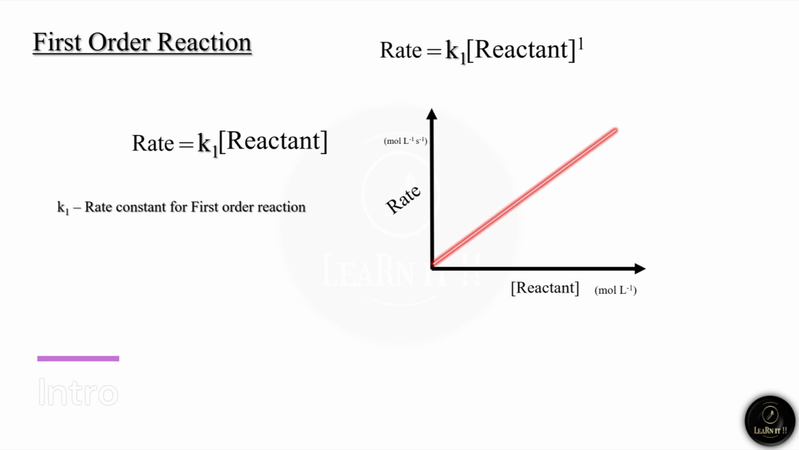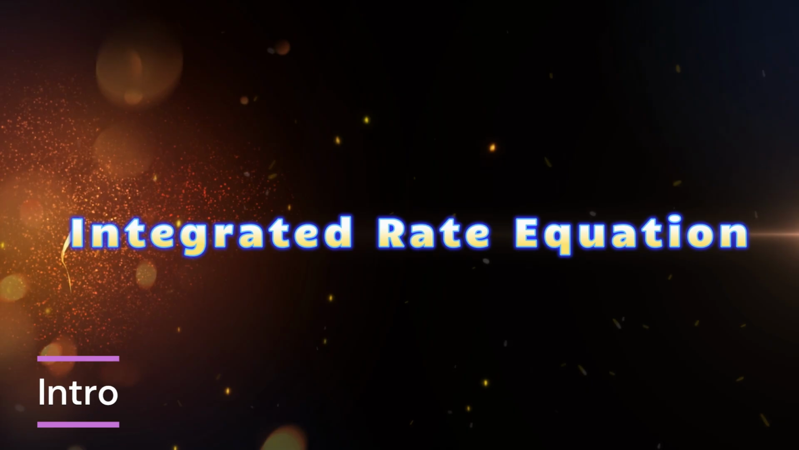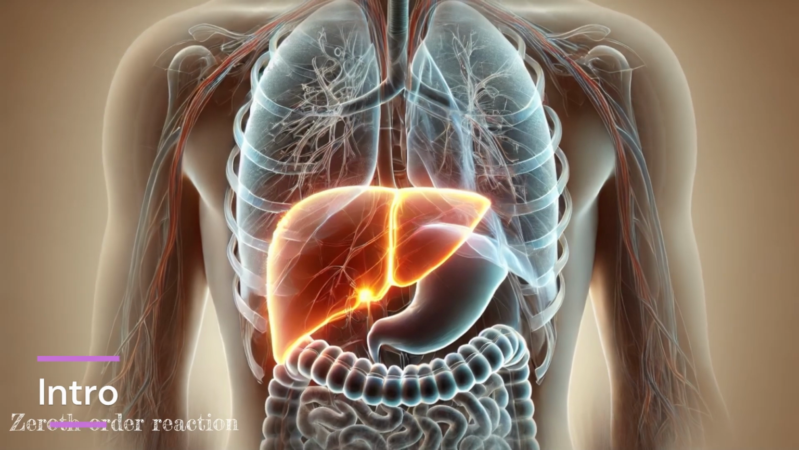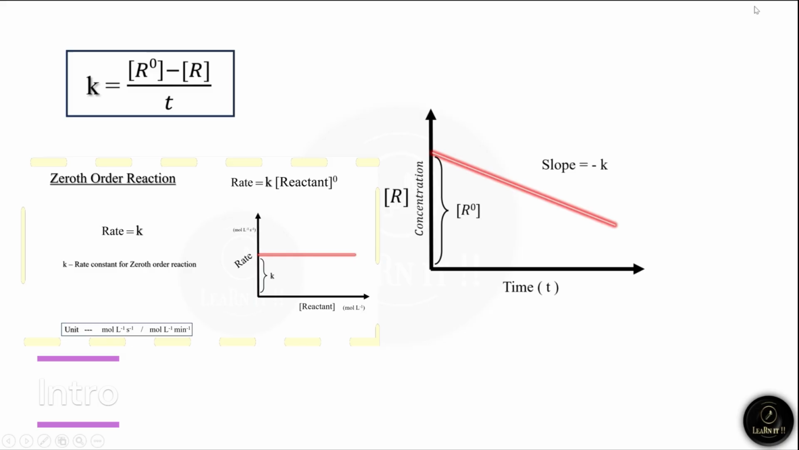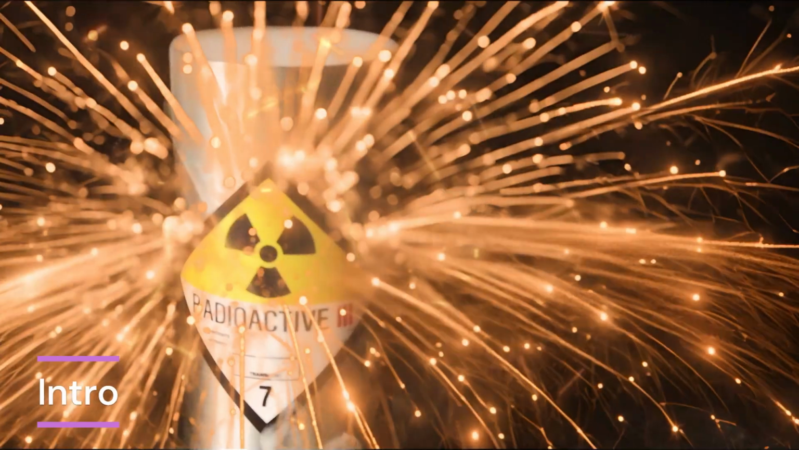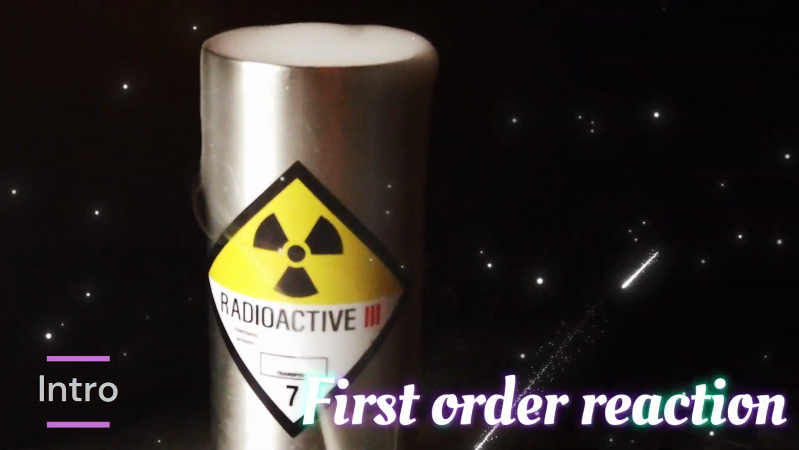The unit of a rate constant for first order reaction is per second or per minute or per unit time. Integrated rate equations: this is called the integrated rate equation for zeroth order reaction. The example of zeroth order reaction is metabolism of alcohol, rate versus concentration of the reactants. But now this graph indicates the concentration of the reactants versus time. Example of first order reaction is radioactive decay.